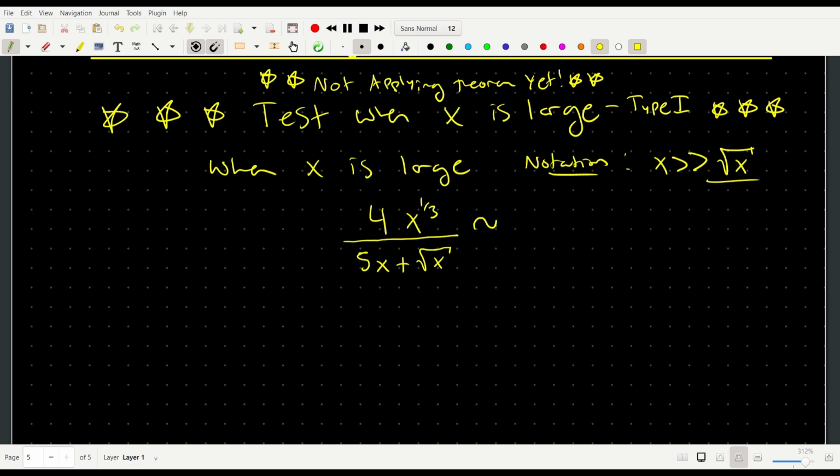This is going to be approximately equal to 4x to the 1/3 over 5 times x, because this 5x is much, much larger than the square root of x. For large values of x, it's dominating the denominator. And this is then 4/5 x to the 1/3 divided by x, which is 1 over x to the 2/3.